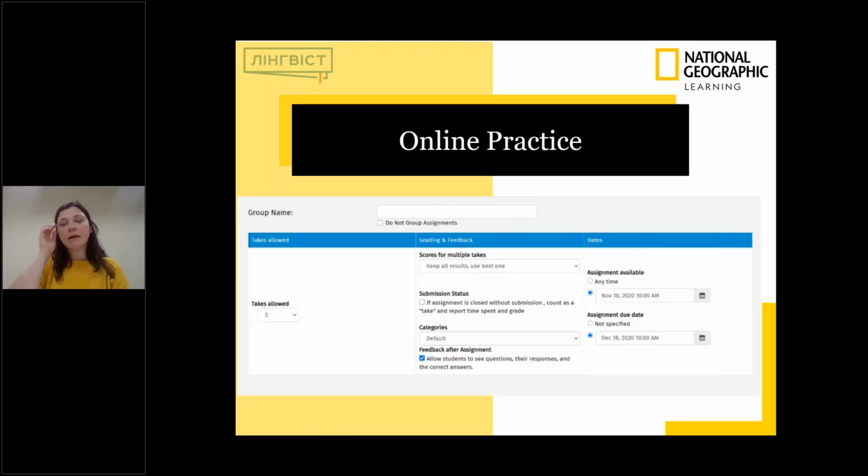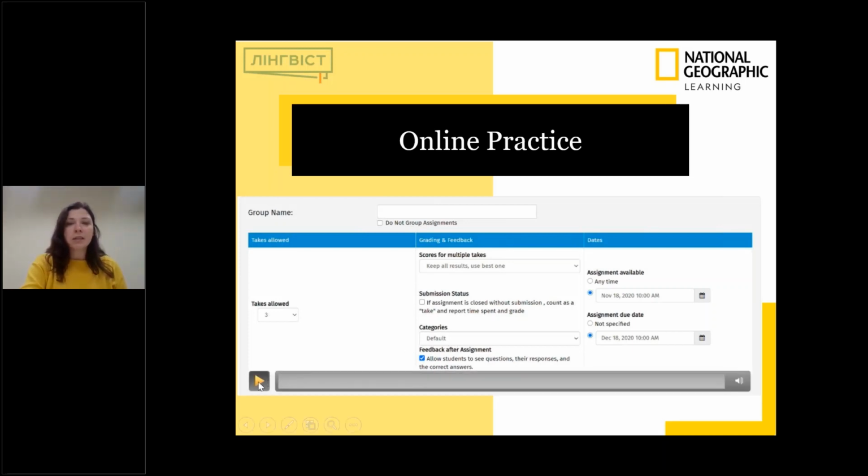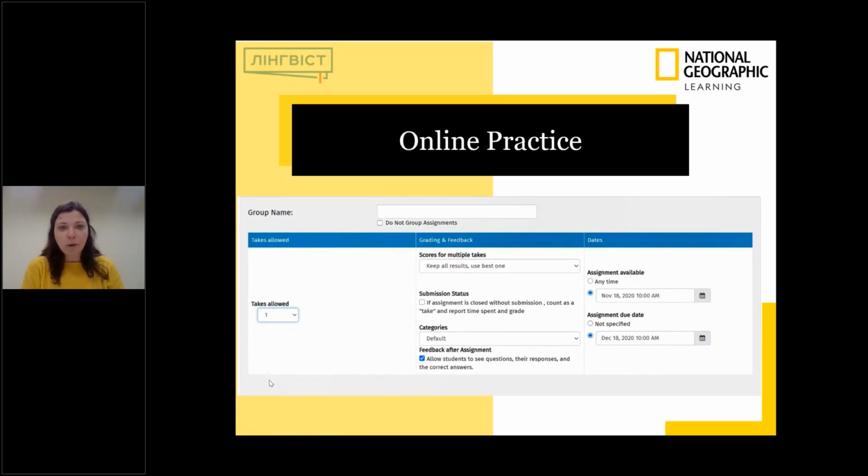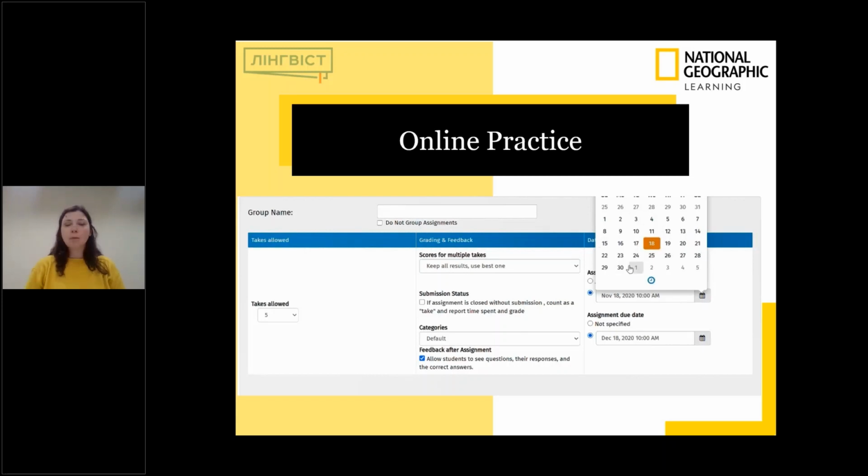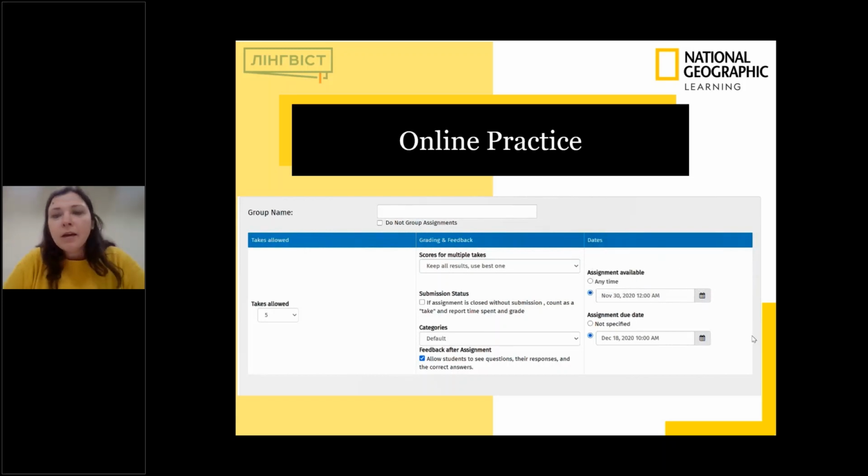Here is a screenshot from the teacher's cabinet where you can set how many times a student can try to do the exercise. For example, 1 or 10 or 3, anything. Then you decide what you save, what you need to see, the best result or the latest result, for example. You can set the time, you can open and close. It works very well when students have very strict limits.